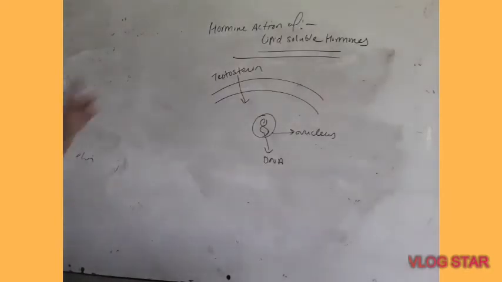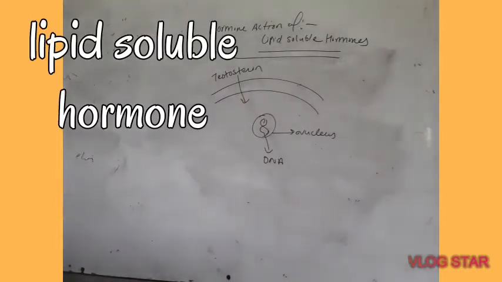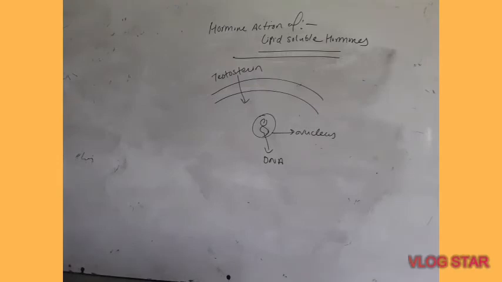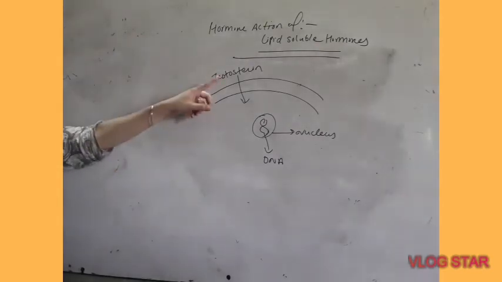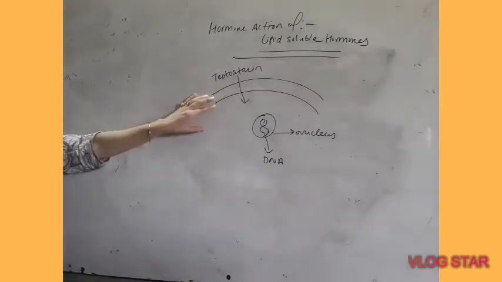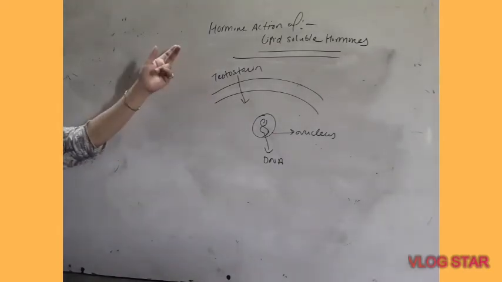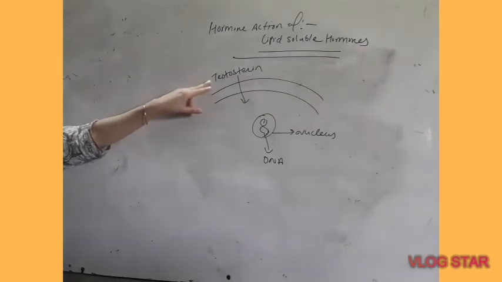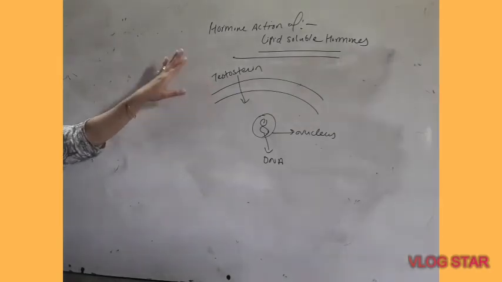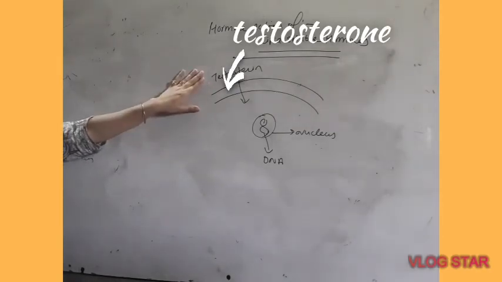Next is hormone action of lipid soluble hormones. How do lipid soluble hormones enter the cell and complete their function? These lipid soluble hormones do not require any extracellular receptors to enter the cell. The receptors which lie on the plasma membrane are not needed in the case of lipid soluble hormones. So let us study that with the example of testosterone, which is a lipid soluble, steroid hormone.